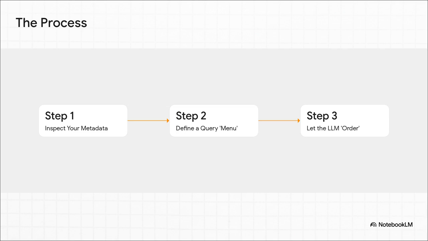Okay, so that's step one, knowing your ingredients, your metadata. This slide kind of lays out the whole recipe for us. After you inspect that metadata, the real power comes in these next two steps. First, you define a query menu, or what the pros call a schema, and then you let a large language model, an LLM, order from that menu. Let's dig into that second step.